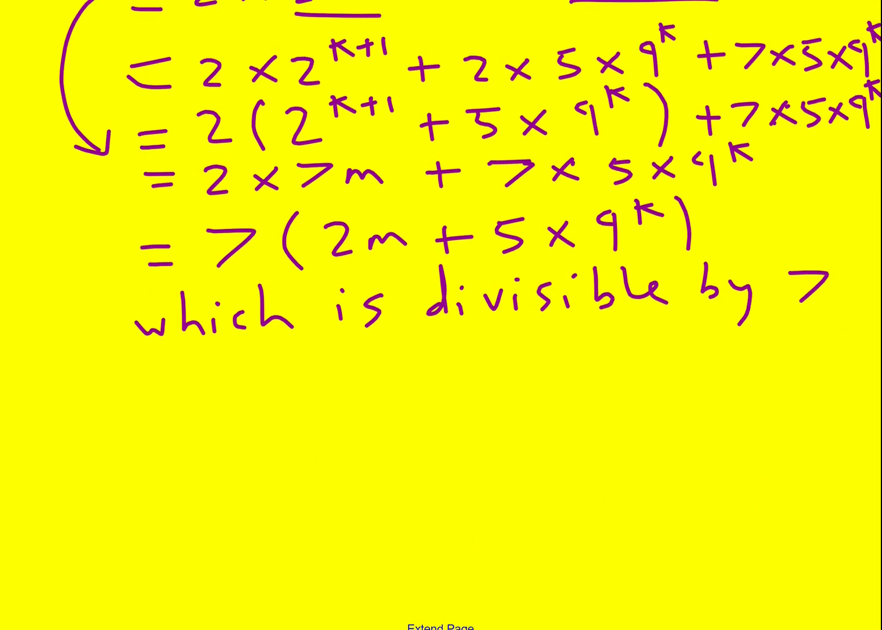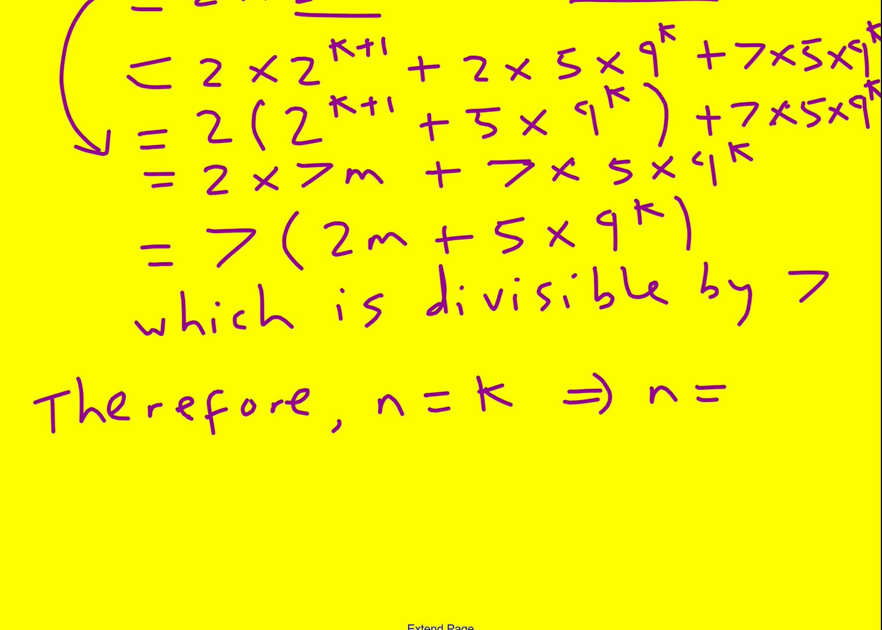So I've done it basically. I just need to now write a conclusion. Therefore, sometimes this is actually the trickiest bit because you've got to get the wording right. Therefore, n equals k implies n equals k plus 1. Maybe I should just write that it's true. N equals k true implies n equals k plus 1 true.